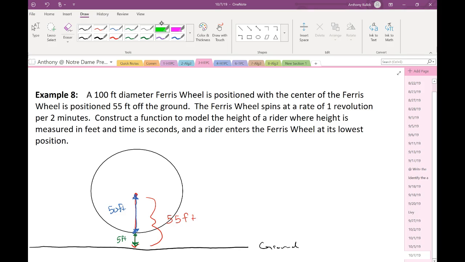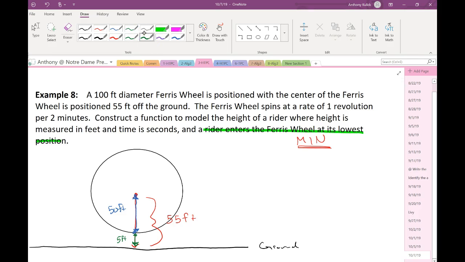Yeah, why is it giving us... I don't read the words maximum, minimum in here. So, great. The fact that we're told that the rider enters at the lowest position means that we're given a minimum to start at. Everybody okay with that idea?